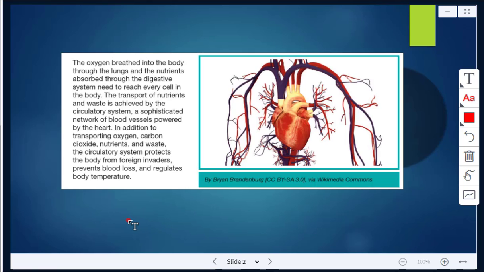All right, so oxygen that's breathed into the body through the lungs and the nutrients absorbed through the digestive system need to reach every cell in the body. And the transport of nutrients and waste is achieved by the circulatory system. It's a sophisticated network of blood vessels powered by the heart. In addition to transporting oxygen, carbon dioxide, nutrients, and waste, the circulatory system protects the body from foreign invaders. It prevents blood loss, and it regulates the body temperature.